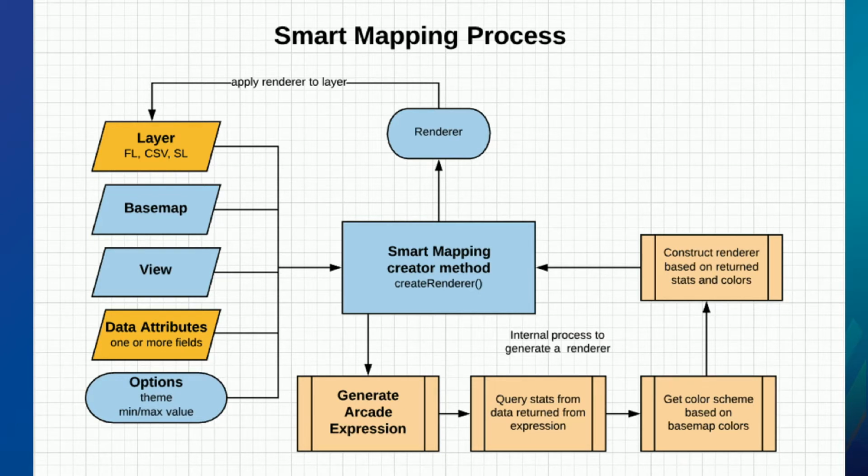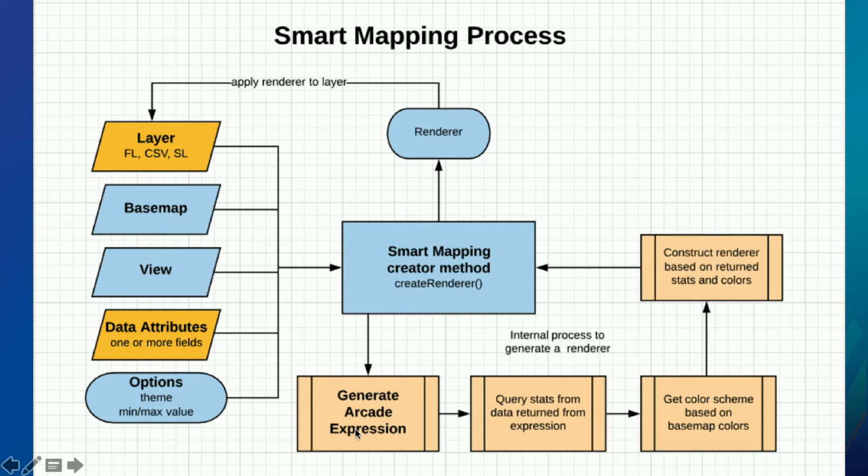So you pass in your layer, you pass in a base map, and in some cases a view. If you're using Arcade, we require you to pass in the view instance. But basically it comes down to layer, base map, and your attributes. So I want to visualize population and poverty with this layer, and I want to render it on a dark base map. So give me a good visualization. You pass those to the method, and if necessary, it'll generate an Arcade expression.